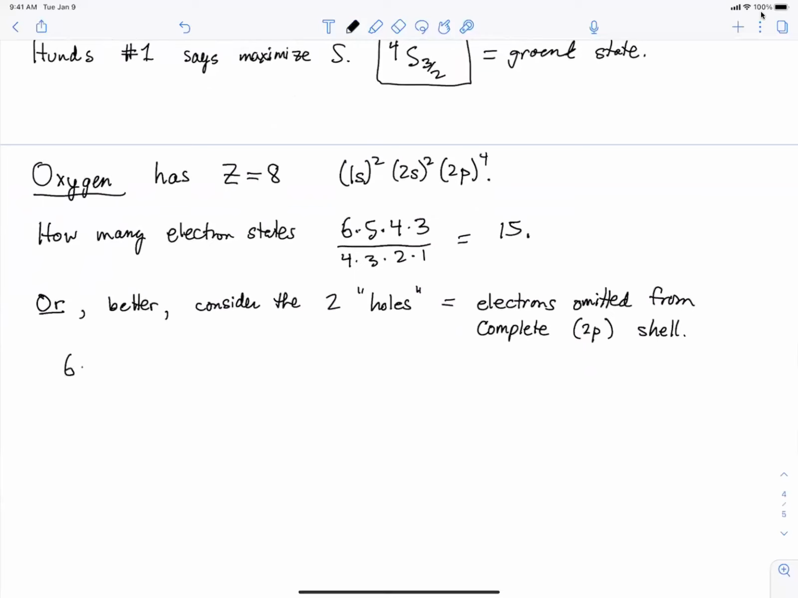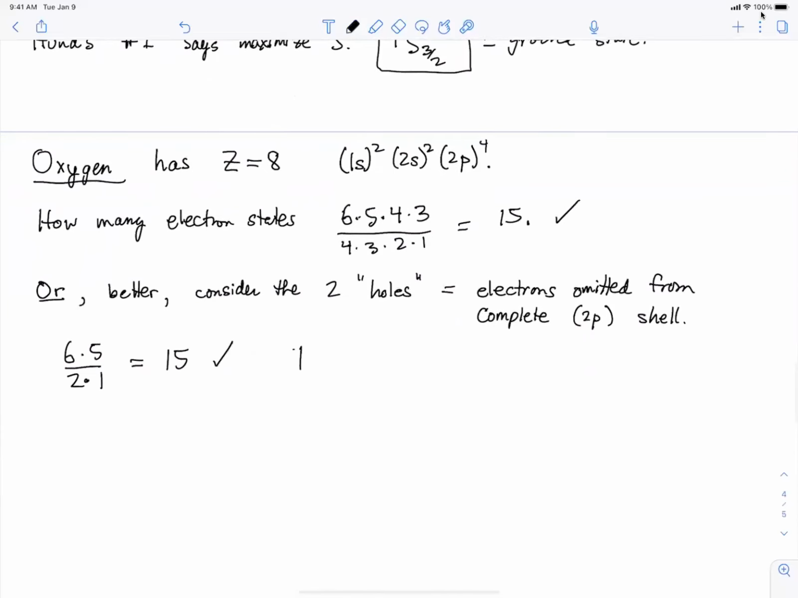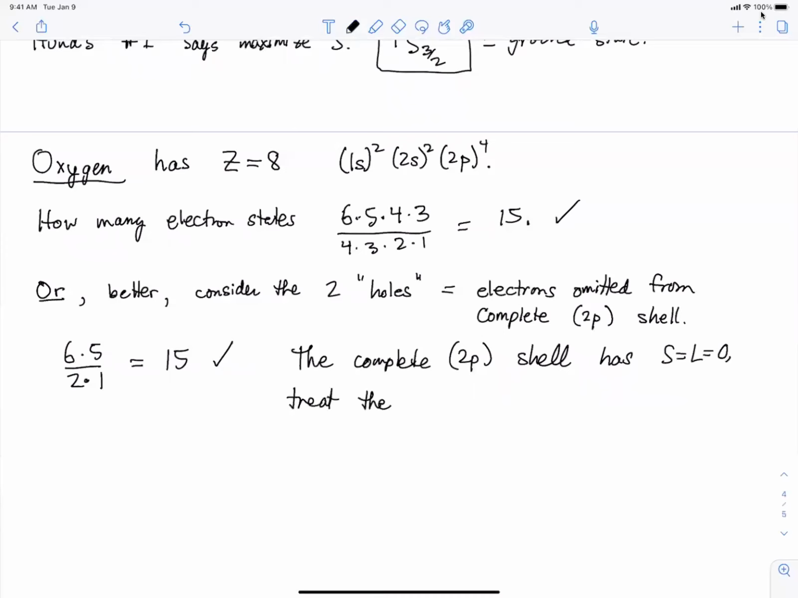So there the counting is, now we're taking 6 hole slots, and we're choosing 2 of them. So the combinatoric says it's 6 times 5 over 2 plus 1, which is 15, which notice is the same answer that we got here. So that's good. And so our logic is the complete 2p shell has, we know, S equals L equals 0. And so we treat the holes, or the absence of electrons, as carrying the angular momentum.